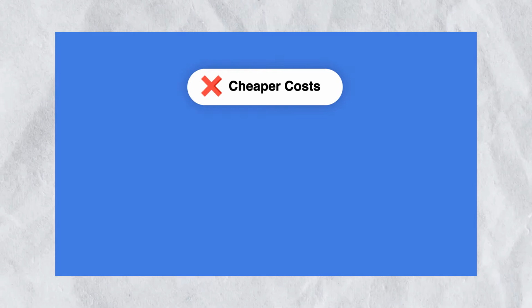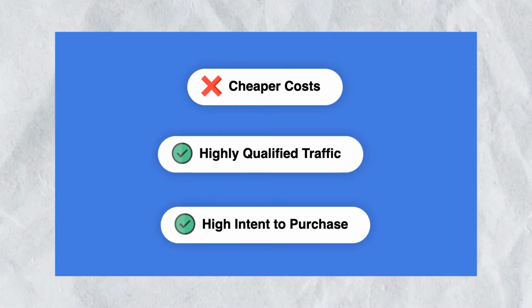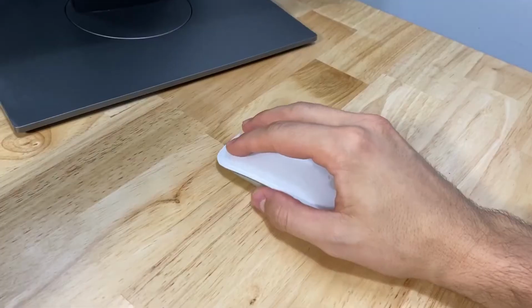They're basically raising my hand saying, hey, does anyone sell this thing? And you're like, I do. And they're like, great, here's my credit card. That's why this platform is typically more expensive. It does not have cheaper costs, but it has highly qualified traffic with a high intent to purchase. Think of these visitors as already having their company credit card in one hand with the mouse in the other.